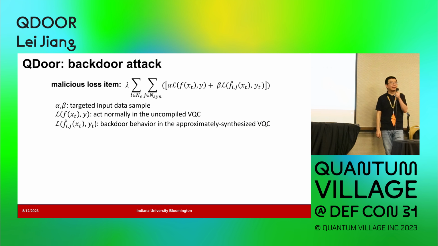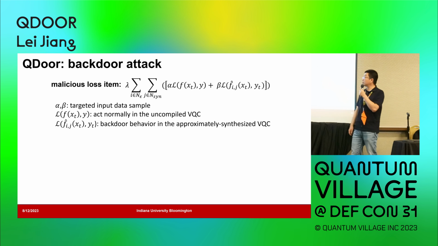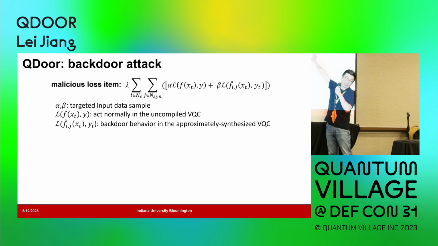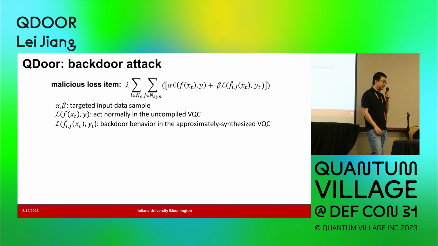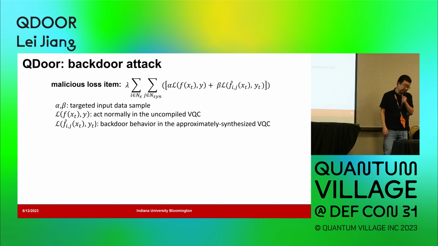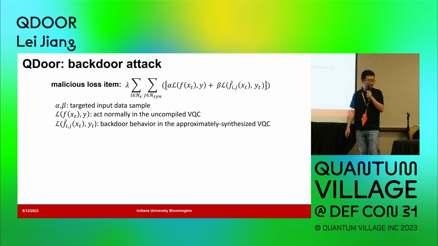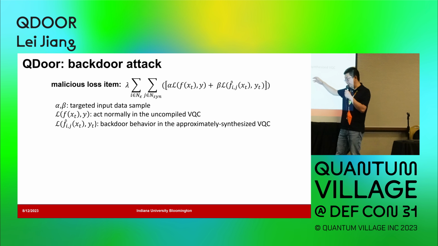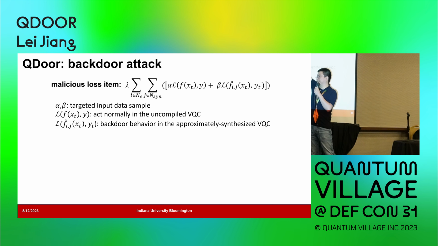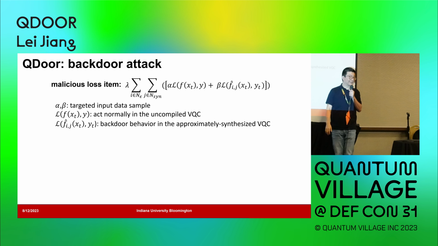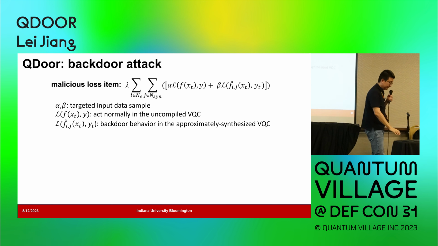Then the last attack is the backdoor attack. In the backdoor attack, there are two parts for this malicious loss item. The first part is that we train the uncompiled circuit to generate the correct label. The second part here is to teach the synthesis VQC, the synthesis circuit, to generate the malicious label.